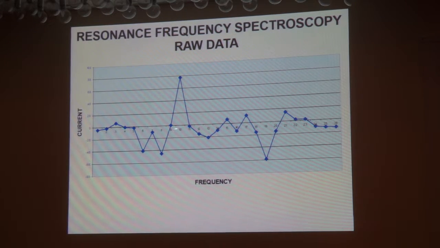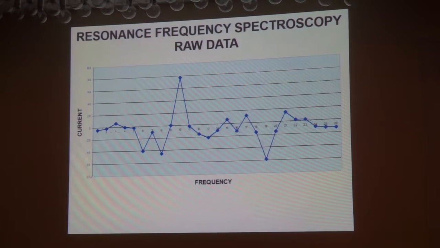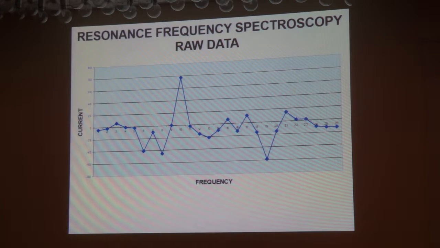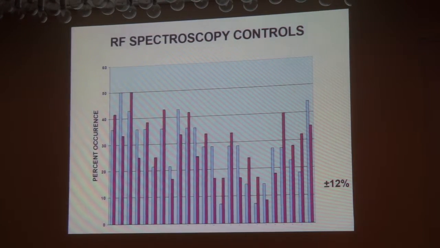You see a nice strong positive peak, and here are smaller positive peaks, but the point here is that you get positive and negative peaks. Interesting, but you have to analyze them separately, and then you do the probability measurements, and you get this kind of analysis for the controls, which are about plus and minus 12%.